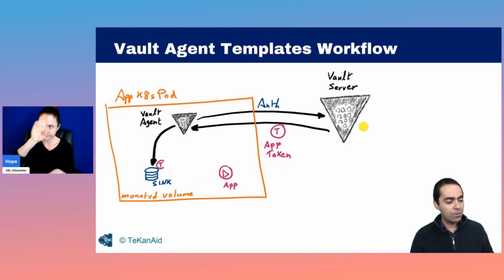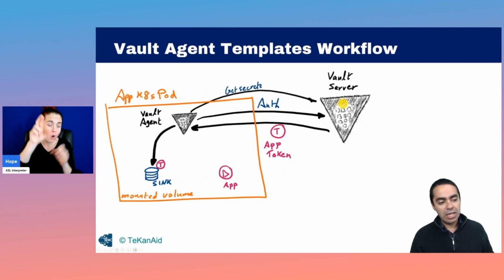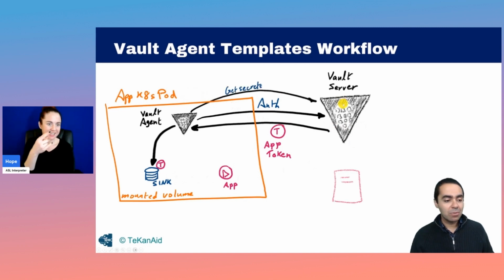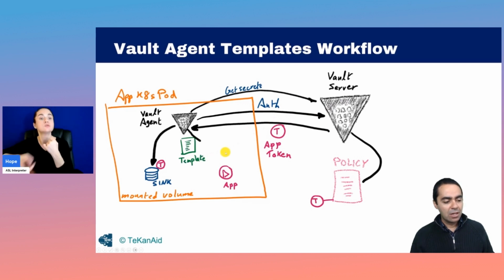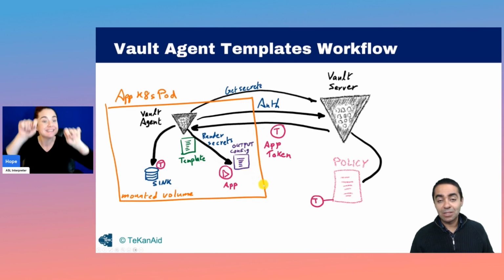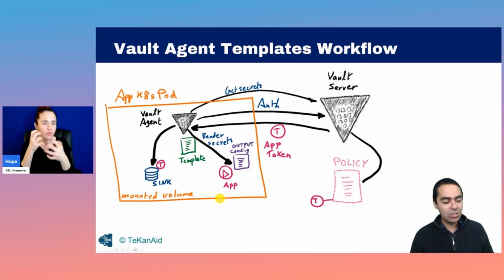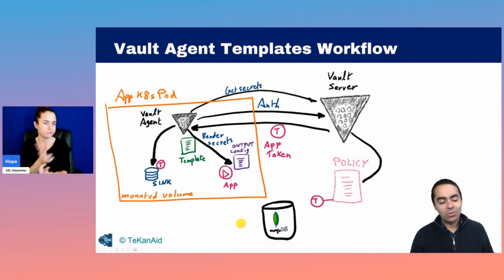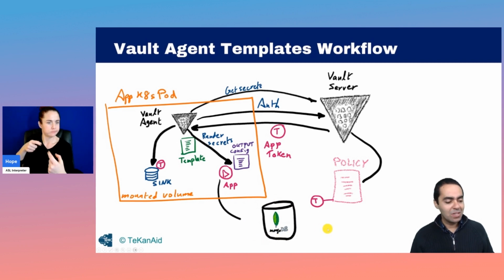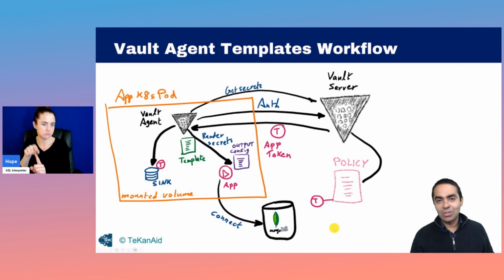Or we can take this a step further and get the Vault Agent to retrieve secrets on behalf of the application and store these secrets in a particular file that is based on a template, so we can get the particular format that we want for our application to talk to whatever it needs to talk to, in this case the MongoDB database. And now we're good to connect.